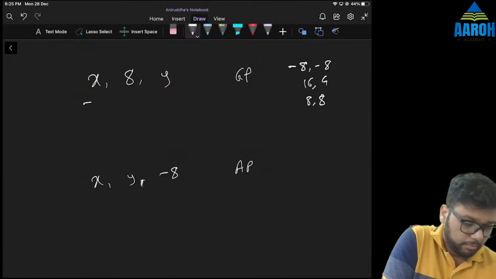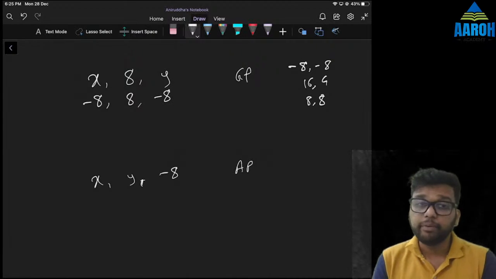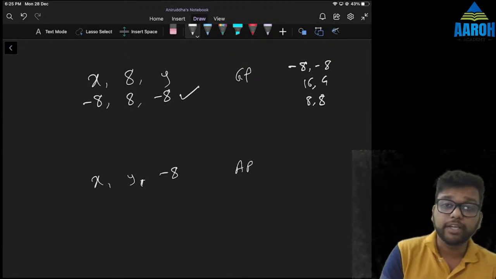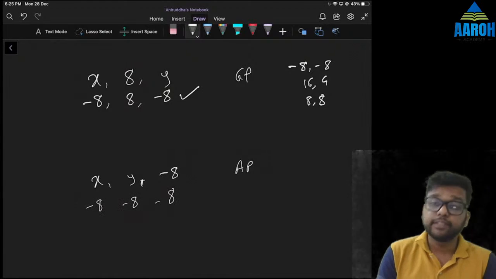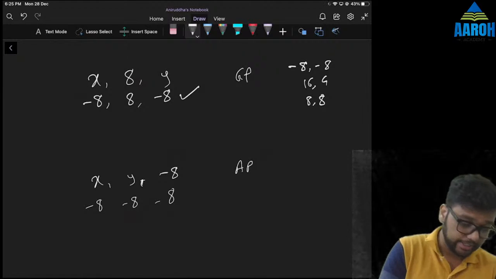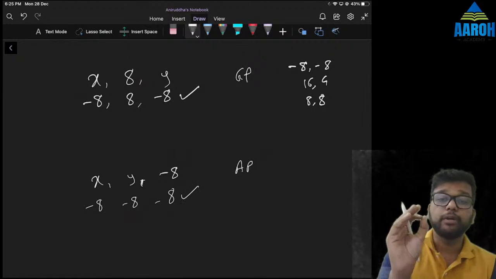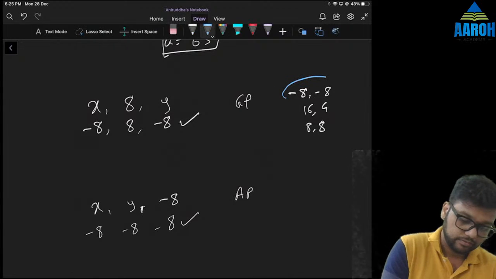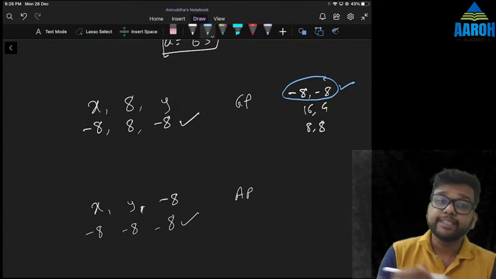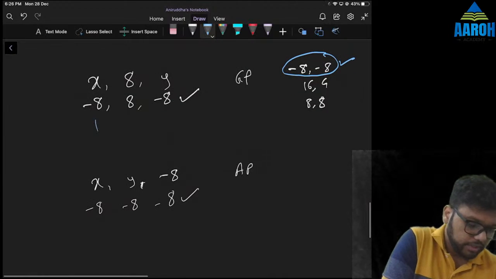First, minus 8, 8, minus 8. Is this in GP? Yes, because common ratio is minus 1. Minus 8, minus 8, minus 8. Is this in arithmetic progression? That is also correct. Yes, because the common difference is 0. So this option is correct one. But let's check next options also.